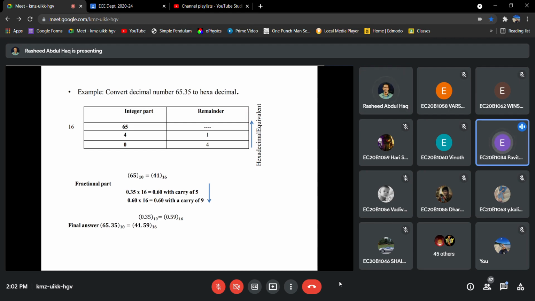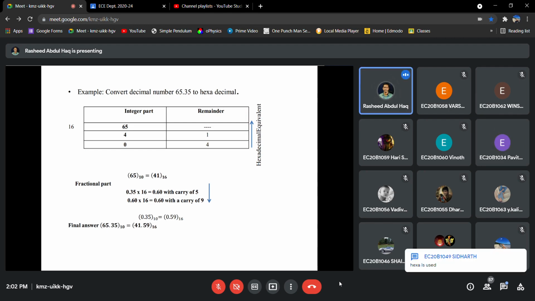Sir, in that table it said it's not used by humans. It's not commonly used by both, that's why I didn't discuss that too much. It's not commonly used by humans. We normally use the decimal number system. Then the binary number system is used by the computers.